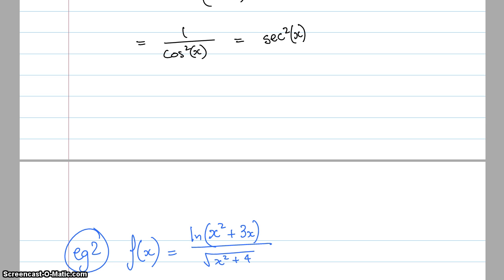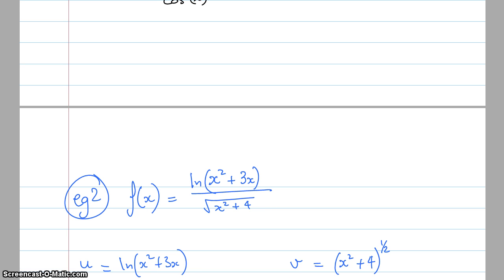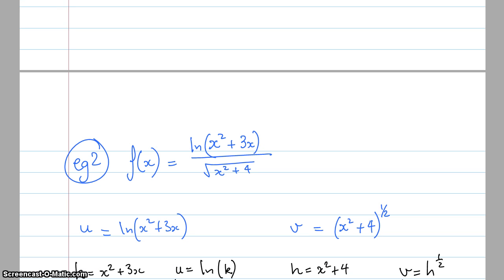So for this one, I've got one function divided by another function. I'm going to split that up into u and v. So u being the top, log e of x squared plus 3x, and v being x squared plus 4 all to the power of a half. Now I'm going to use the chain rule to get the derivatives of these. So I'm going to say that k is x squared plus 3x. Here I'm just going to add in a variable, and so therefore u equals natural log of k. I'll do the left hand side first and then come back to the right hand side.